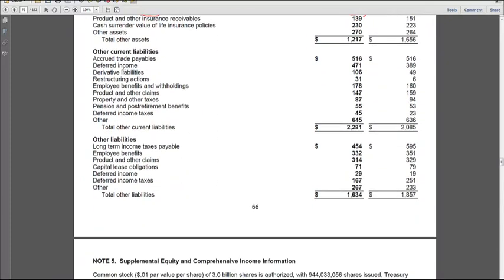And current liabilities, now there's deferred income and deferred income taxes. Deferred income taxes is what we're looking for. This deferred income is like an unearned revenue account. So this is a liability to deliver future goods or services. The current liability for deferred income taxes is about $45 million. Other liabilities, it's the same thing. There's deferred income, but what we're looking for is deferred income taxes, and that's $167 million.